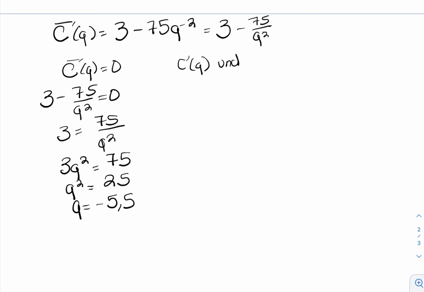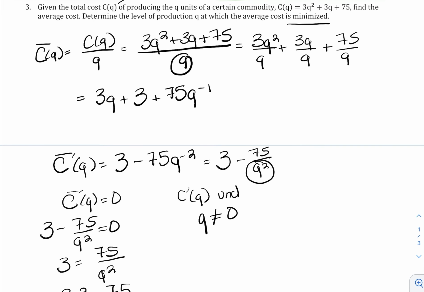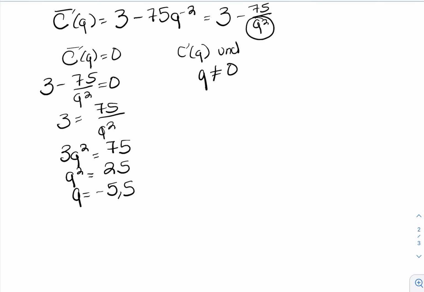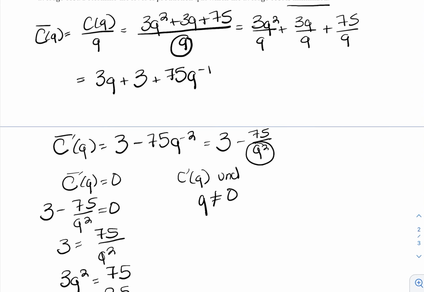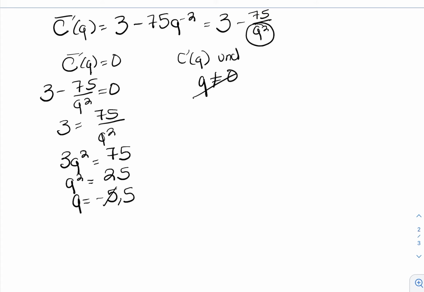When is it undefined? Well, the q is at the bottom, so again, q cannot be 0. However, here, you are in a real-world situation. You're in the situation where you're making units. So you can't be making negative units. So immediately the negative 5 is out. And the average cost, because they had q at the bottom, you already knew that q couldn't be 0. So this is out. So we only have one critical number, which is q is equal to 5, which means that on the interval, this local, because it's the only critical number, is going to become absolute.